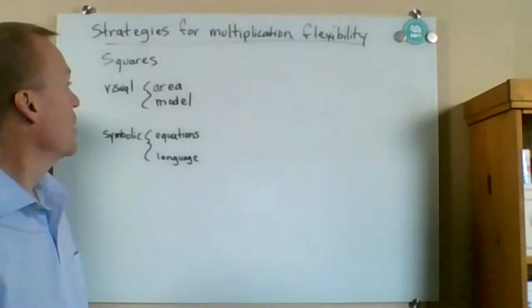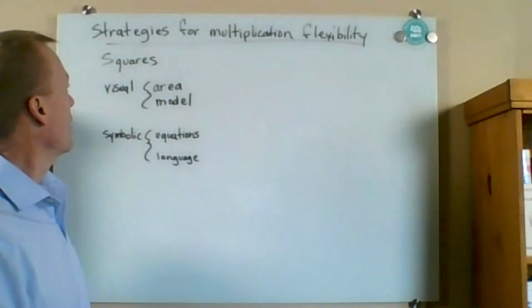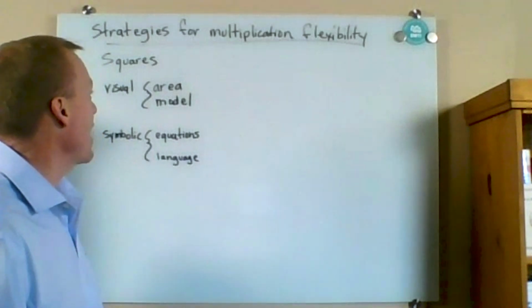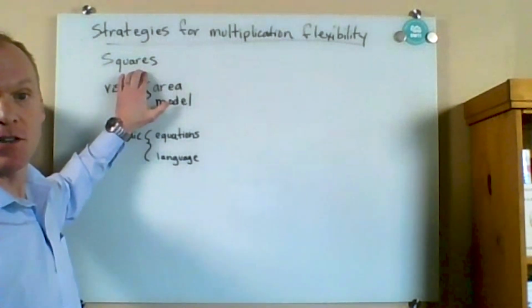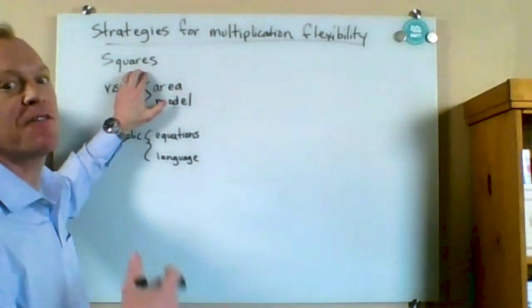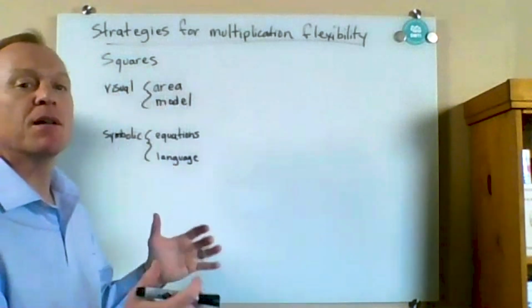Everyone, we're going to look at our first strategy for becoming more flexible with multiplication facts. That's the strategy with squares. A lot of kids know their squares: 3 times 3 is 9, 4 times 4 is 16. So we're going to build on that.